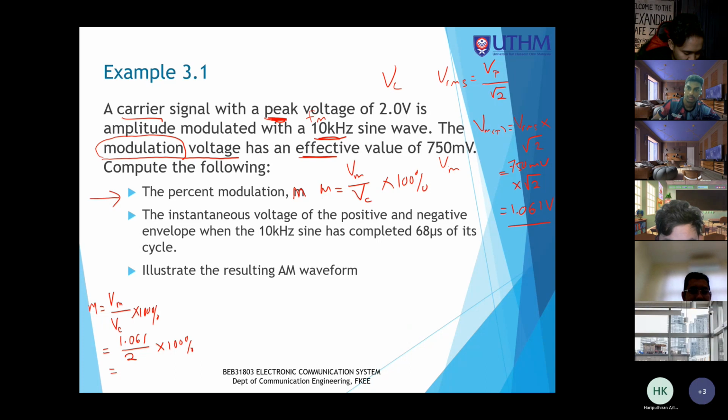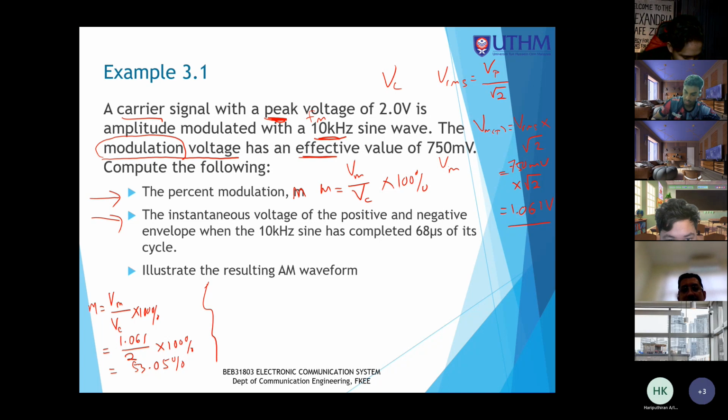So therefore dia bersamaan dengan 1.061 dibagikan dengan 2 darabkan dengan 100%. Dia akan jadi 53.05%. Semua dapat jawapan yang sama? Kalau tak dapat tolong maklumkan.